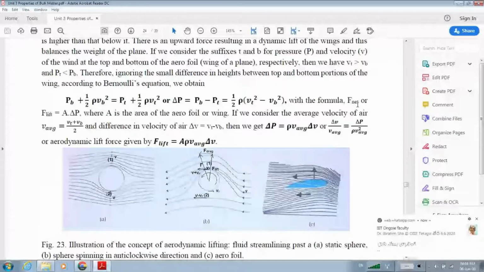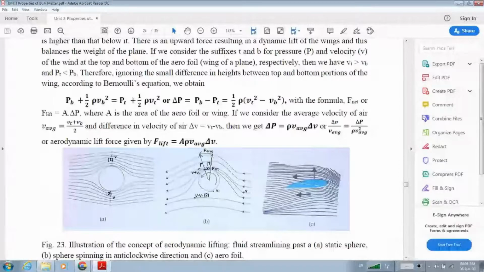I have already considered that pressure equals force by area. So here force equals pressure into area. Instead of pressure, we are taking the difference in pressure. So the lift force is nothing but area into the change in pressure, delta P. And here A is the area of the aerofoil wing.